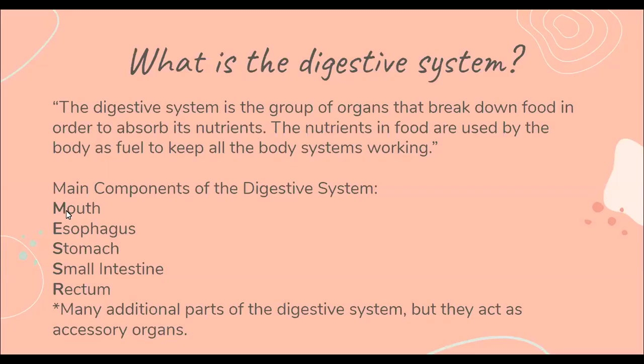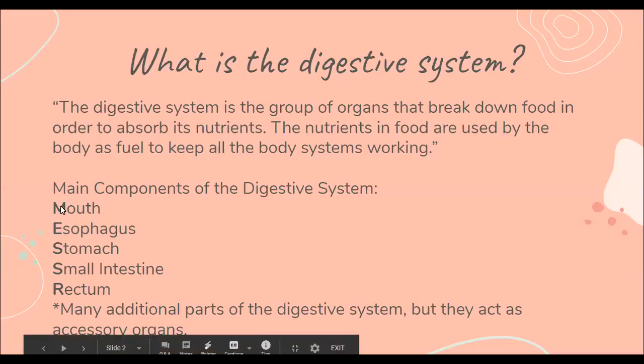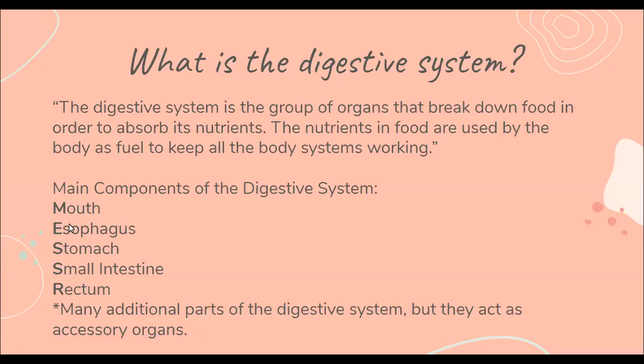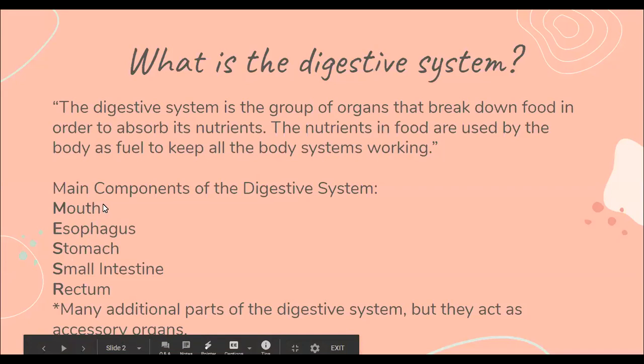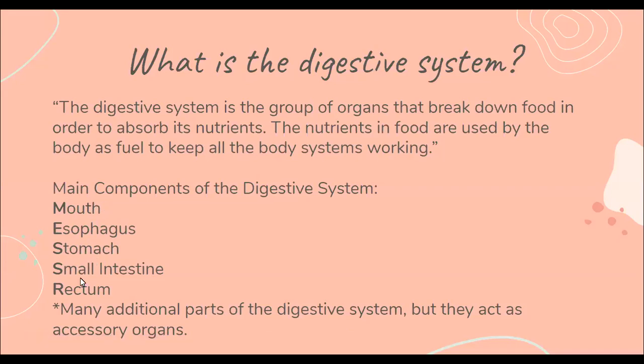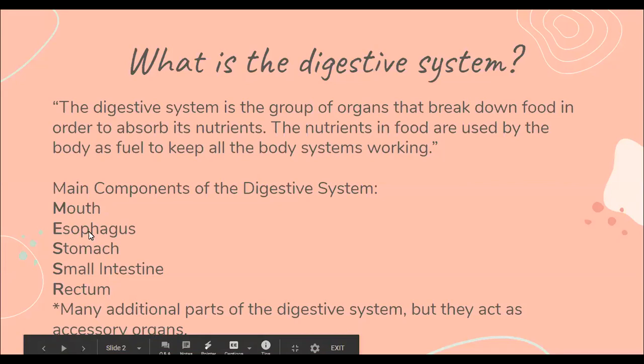I think of it as like MESSR. So you can see I bolded the beginning of these five parts: MESSR. I think of it as "messer." So that's the mouth, esophagus, stomach, small intestine, and rectum. And these are the 5 parts of the digestive system that food directly goes into.